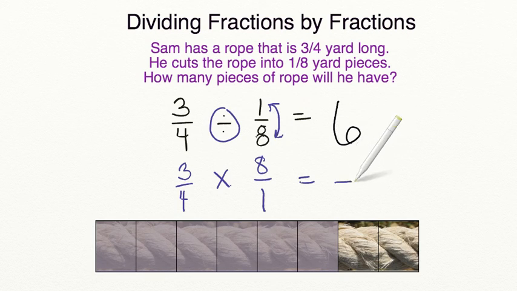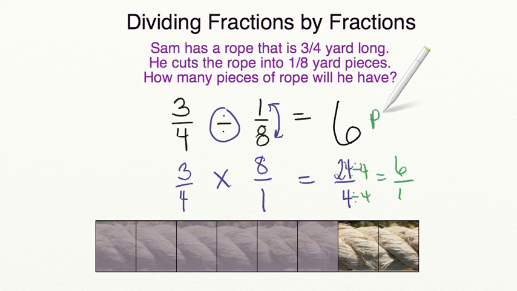3 times 8 equals 24, and 4 times 1 equals 4. Now remember, you can also simplify this problem even further, and we can represent 24/4 as 6 wholes. So if Sam has a rope that's 3/4 of a yard long, and he cuts the rope into 1/8 of a yard pieces, he will have 6 pieces of rope.